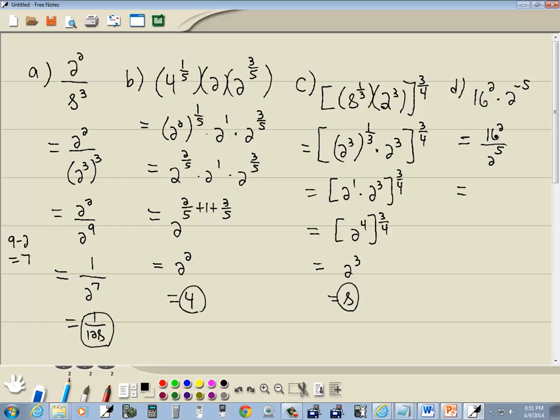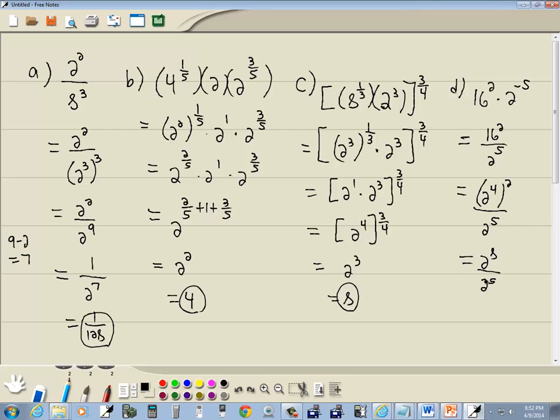Now it'd be beneficial if these are both 2 to a power, so I can rewrite 16 as 2 to the 4th, all that raised to the second power. That second power just carries down. And this is still 2 to the 5th. When you're raising one exponent to another exponent, again, you multiply them together. So 4 times 2 is 8. So we got 2 to the 8th over 2 to the 5th.